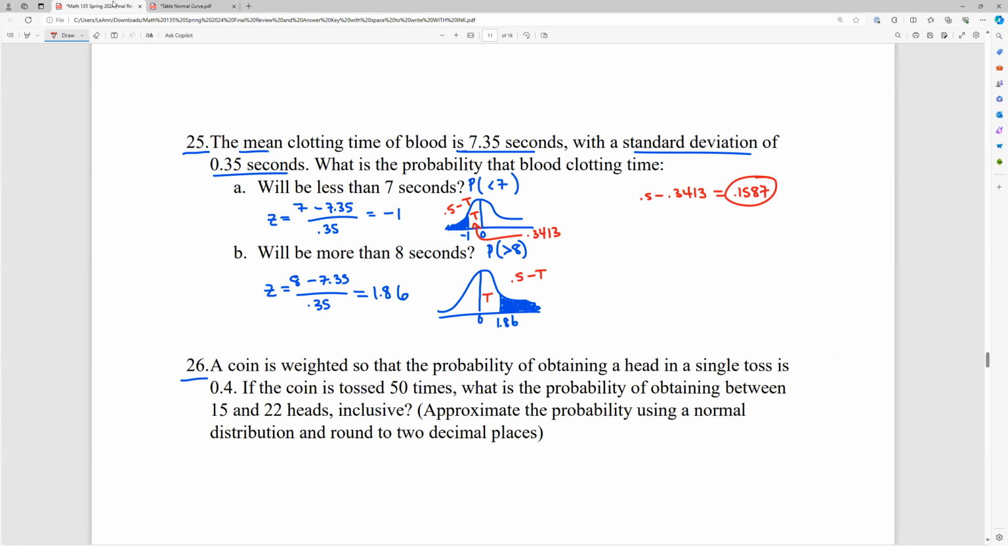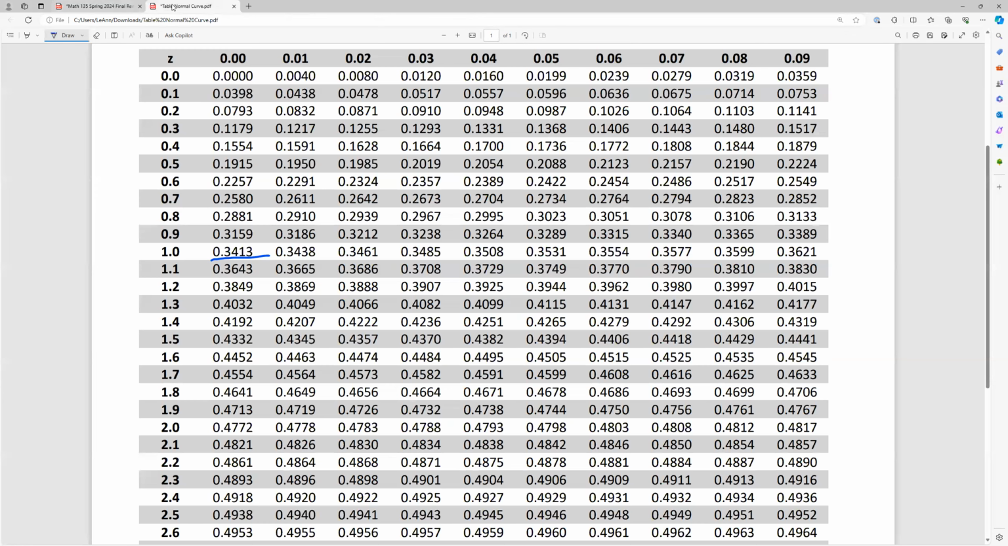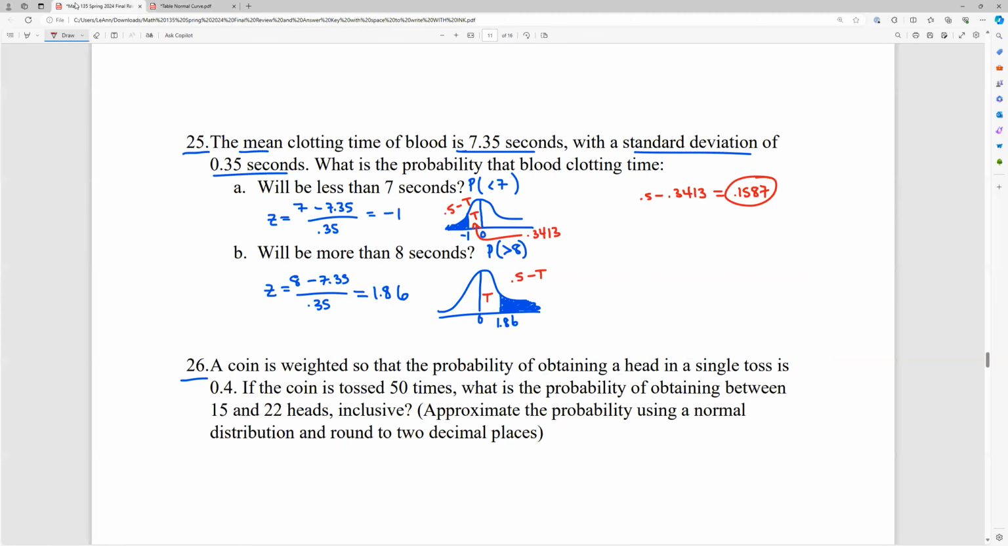Now we're going to look up this one. So we look up from 0 to 1.86. So 1.8, and then the second decimal place is a 0.06. So you need to find in your table where those two row and column would overlap. That's going to be right here, 0.4686. So if we want the tail above that, we do 0.5 minus that. So 0.5 minus 0.4686 is 0.0314. So that is how you use the standard normal table.